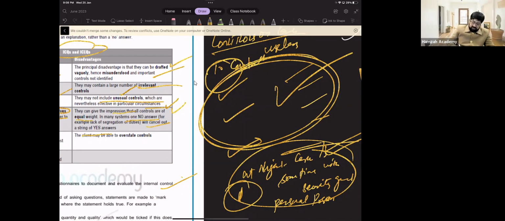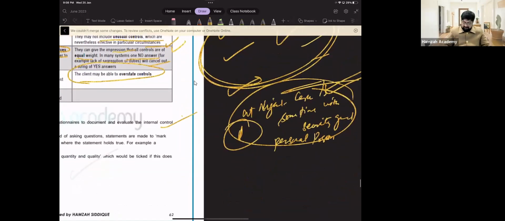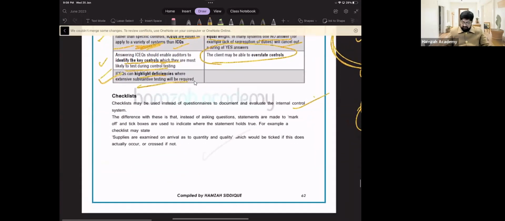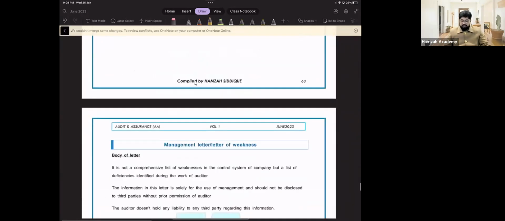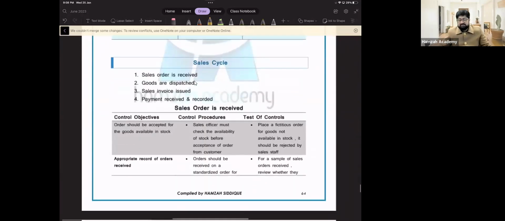Now, the next point, the client may be able to overstate. Who is filling the control questionnaire? Company staff. They may be giving answers which are actually blunt lies. It is done. Now, students, we are starting the sales cycle.